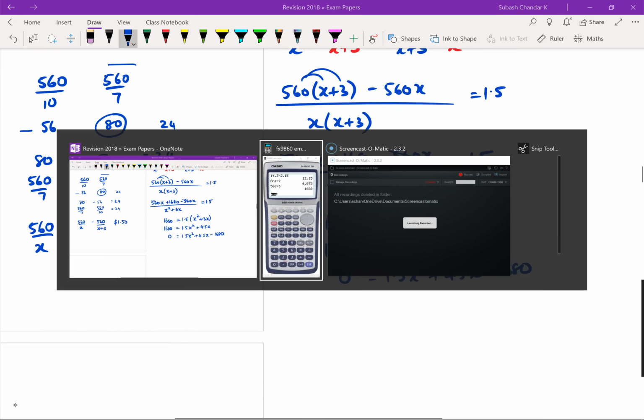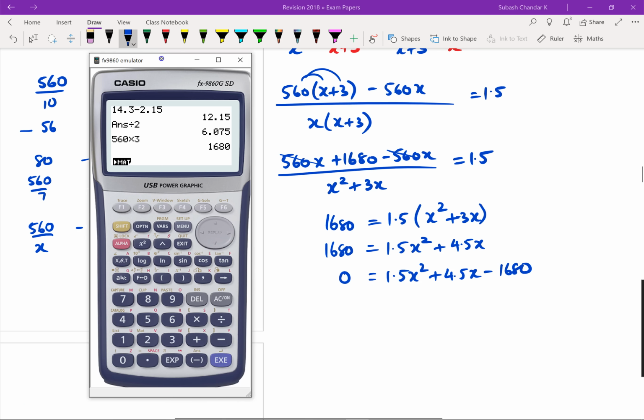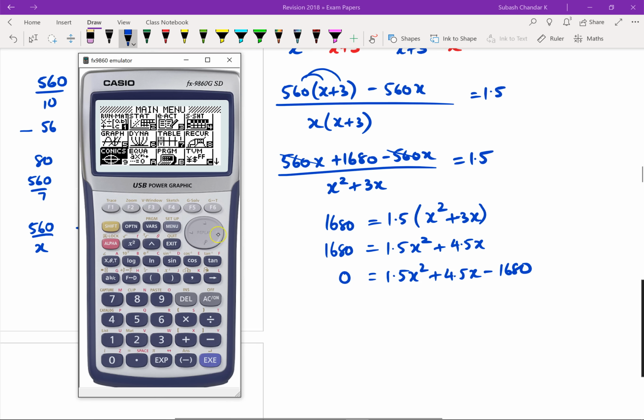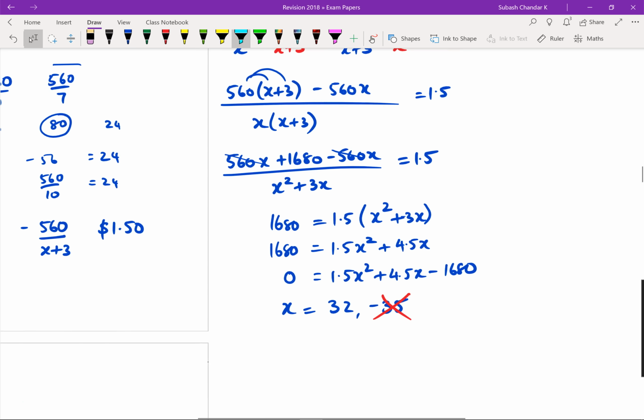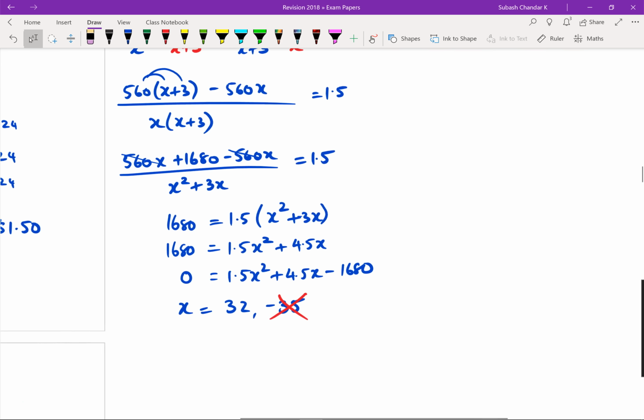So at this point I can factorize this using my graphics calculator. So menu and into equation, polynomial, unknown 2, so I've got 1.5, 4.5, minus 1680. So my two answers are 32 and negative 35. And of course I can't really have negative 35 people going on this trip, so the answer is going to be 32 people on this trip.